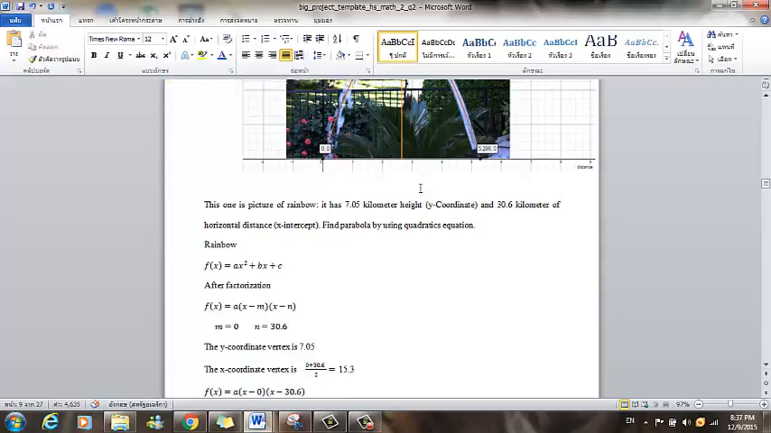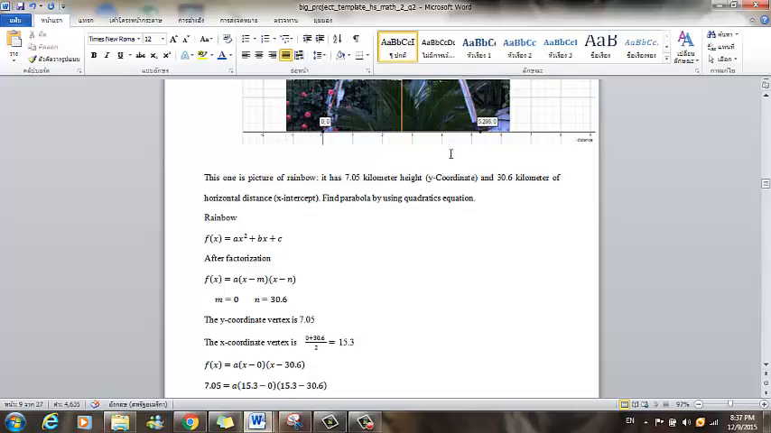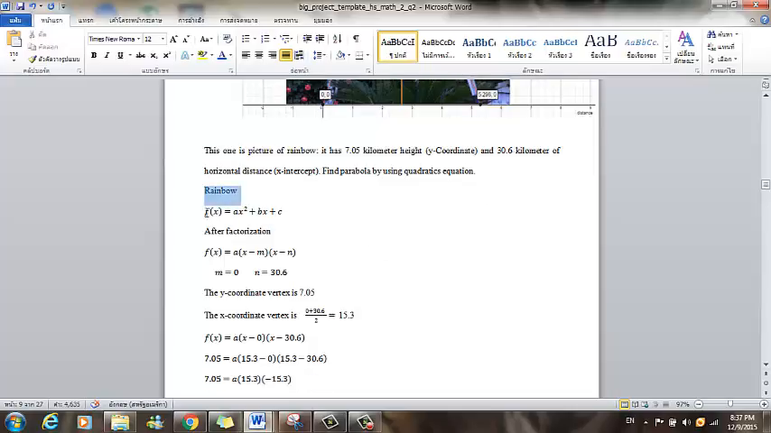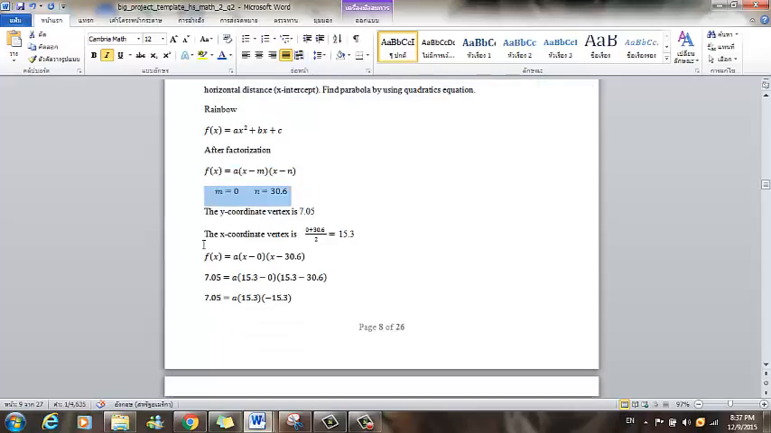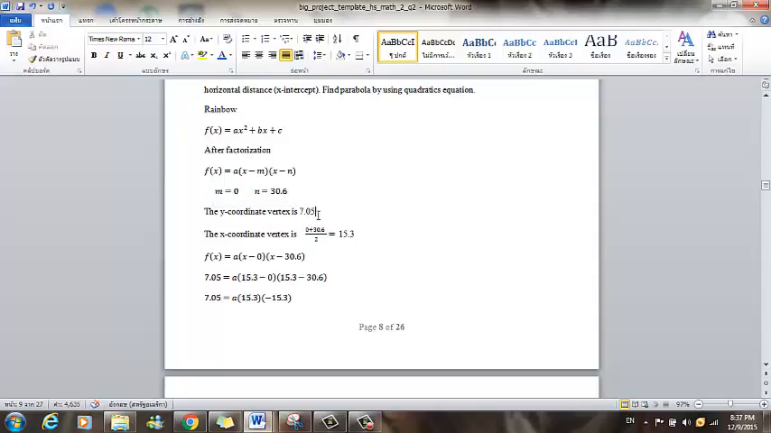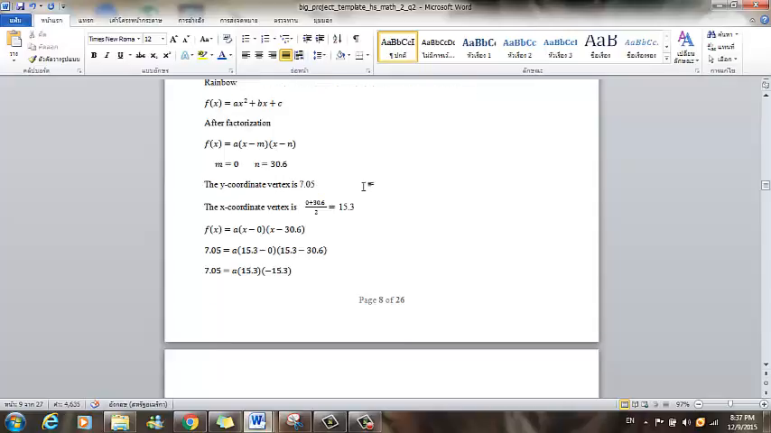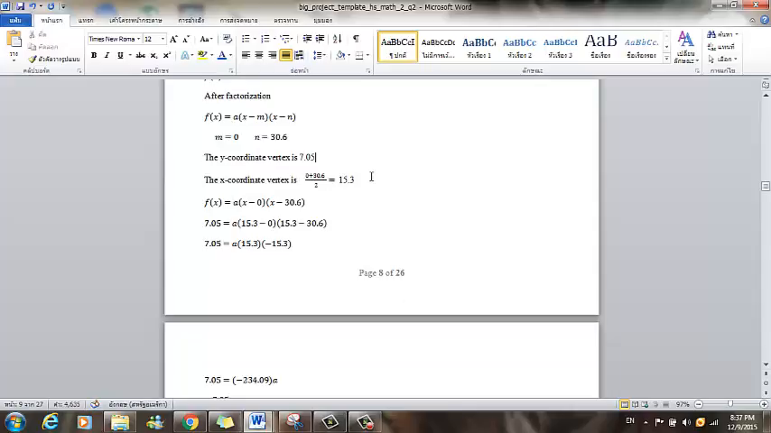Another one is the rainbow. The height is 7.05 and the distance is 30.6 kilometers. As the same, I use the quadratic equation and we factorize. M is 0 and n is 30.6. So the y coordinate of the vertex is 7.05 and the x coordinate of the vertex is 15.3.